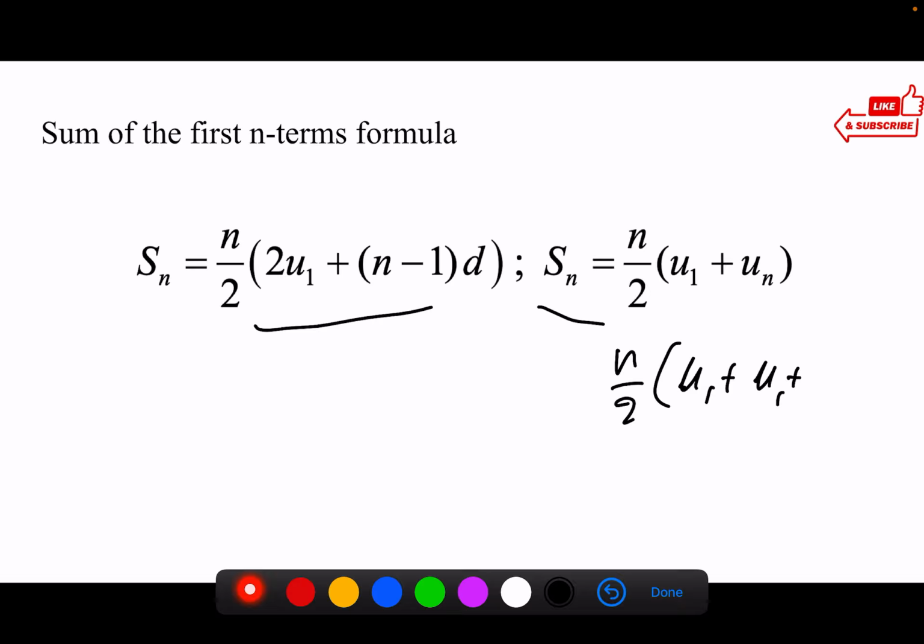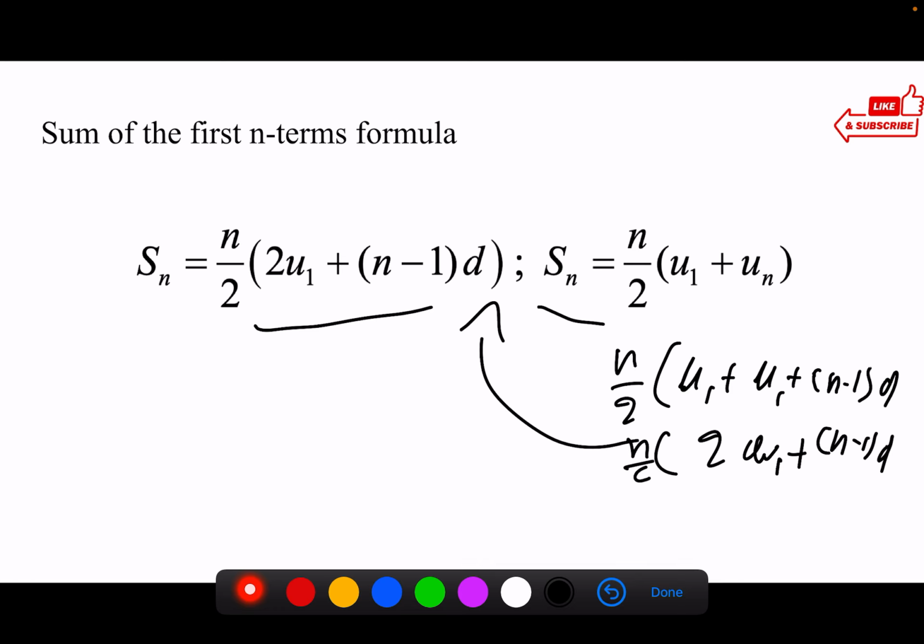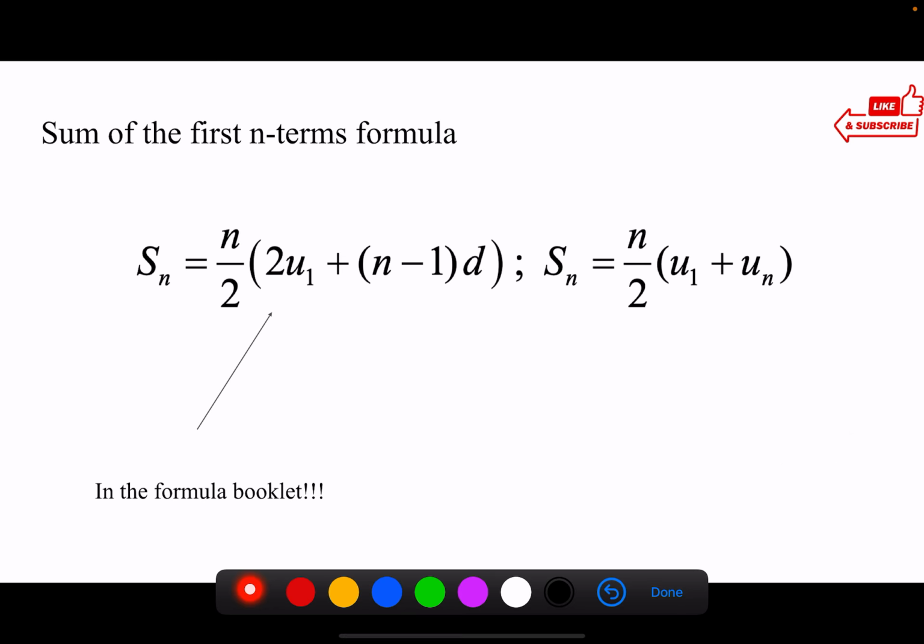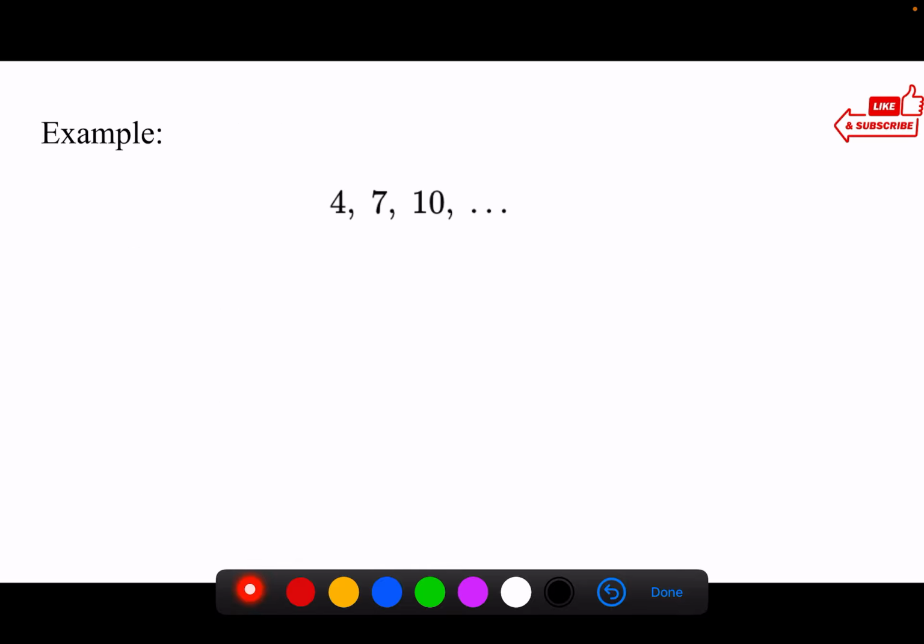that is u1 plus n minus 1 times d. So all you do is make this 2u1 plus n minus 1 times d, and it gives you this formula right here with n over 2, obviously. And these two formulas are in your formula booklet, so you do not need to memorize them. And once again, S sub n, that is the sum, n, that is how many terms you're adding up, u sub 1 is the first term, and d is the common difference.